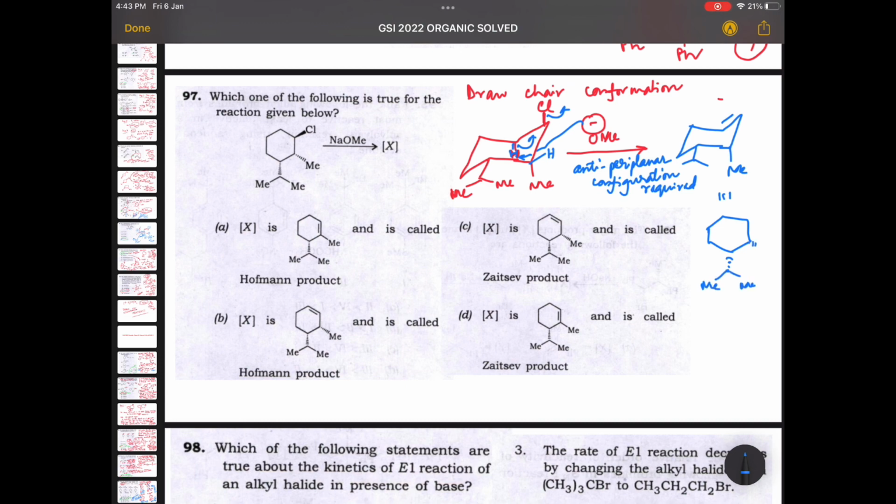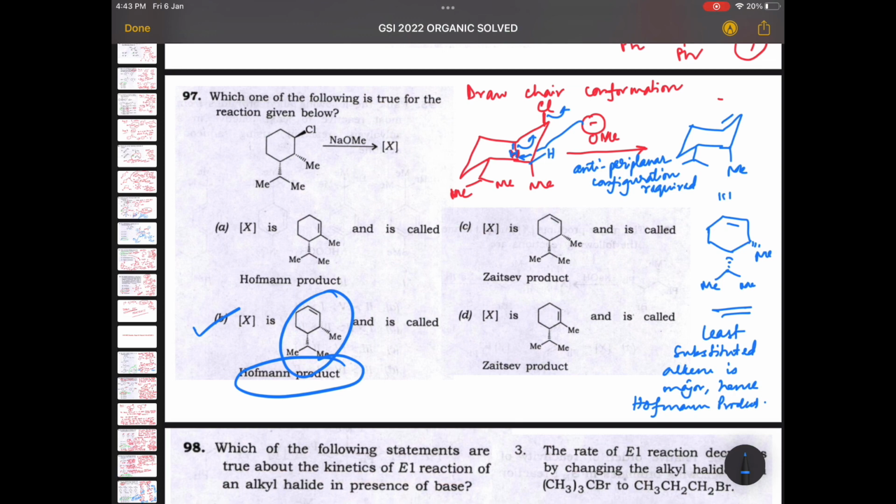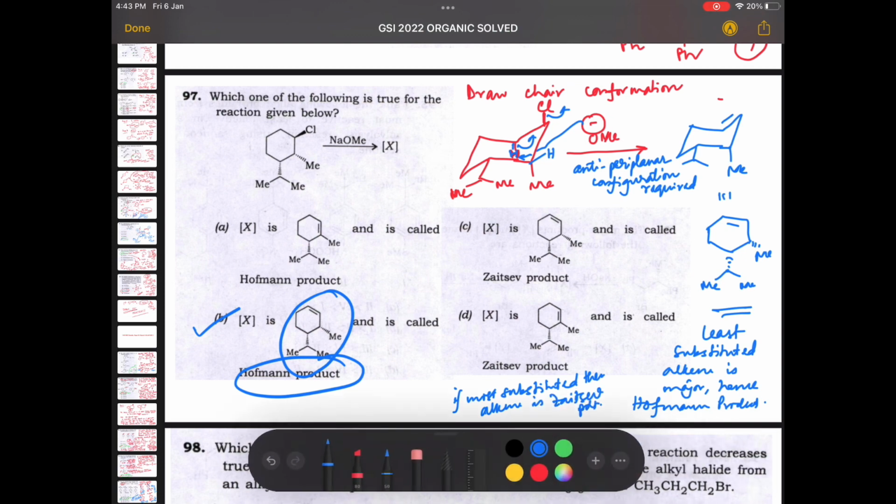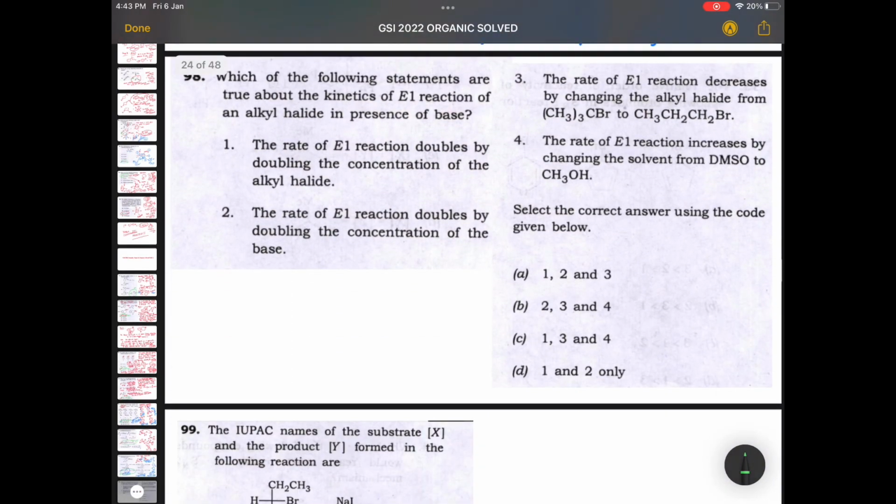And then we can see that the least substituted alkene is becoming the major product, and that is known as the Hofmann product. The Hofmann product is when the least substituted alkene is the major product, whereas the Zaitsev product is when the most substituted alkene is the major product. So you can remember Zaitsev, let's say it starts with S or Z. So S means substituted. So more substituted means Zaitsev, least substituted means Hofmann.